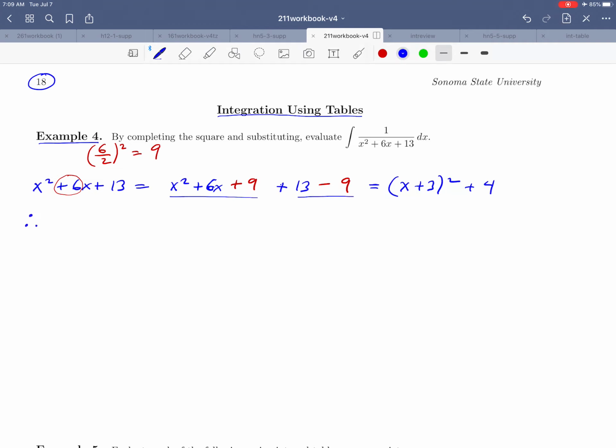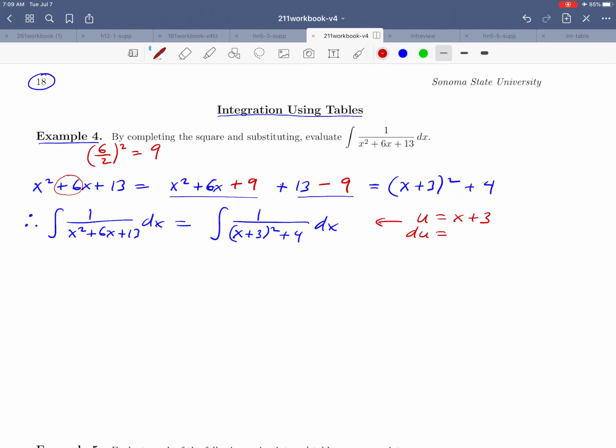Here's what we can do with that now. If we go back to the integral that we're trying to calculate, we now know that it can be rewritten as 1 over x plus 3 squared plus 4. Notice that that suggests a possible u substitution. We could let u be x plus 3. If we do that, the derivative of x plus 3 is 1, so du is going to be dx. And if we complete the substitution, that's going to give us 1 over u squared plus 4 du.